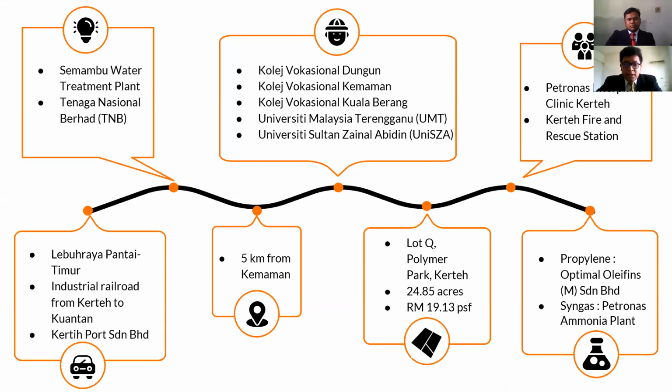Besides that, our location at Kerteh, Terengganu is really near our raw material suppliers. For propylene, the supplier is Optimal Olefin Centennial Parit, and for the syngas, our supplier is Petronas Ammonia Plant. Other than that, the transport facility, the availability of labor, and also the clinic and fire station facility are also near this area.